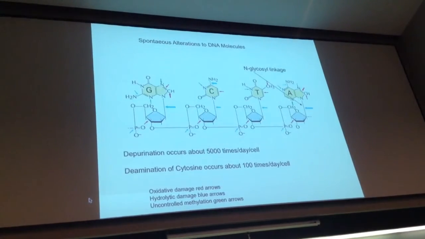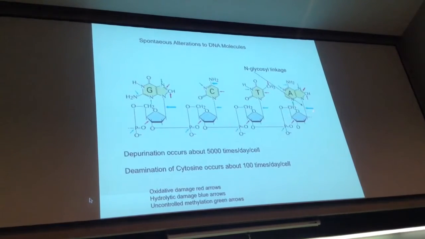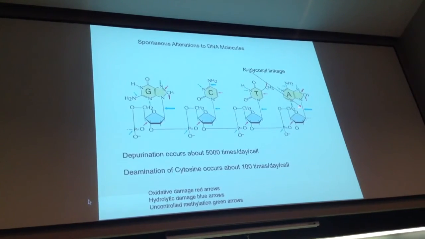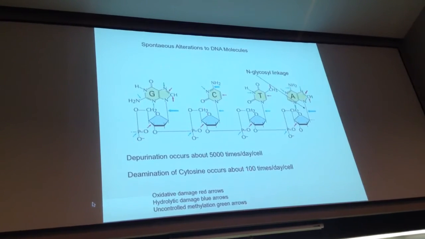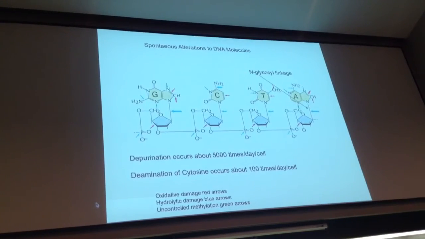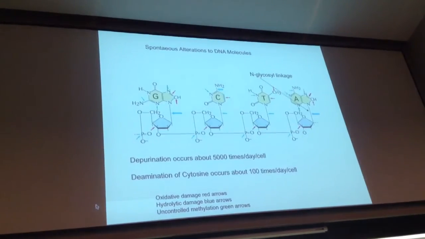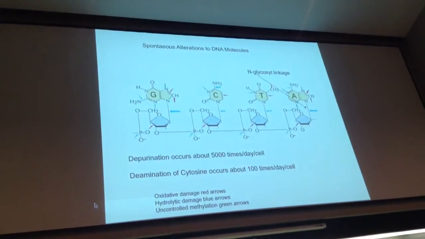So these damages occur spontaneously in cells. This depurination event, primarily in adenosine, happens 1,000 times a day per cell. So the cells in your body are being depurinated 1,000 times. Every time, that's a chance for mutation. This cytosine is being deaminated about 100 times a day per cell.